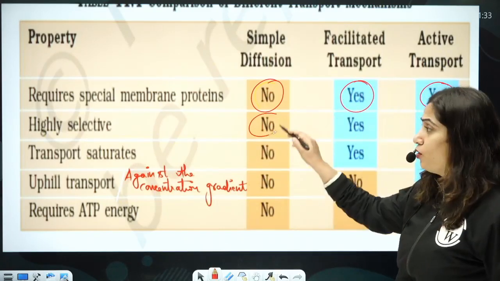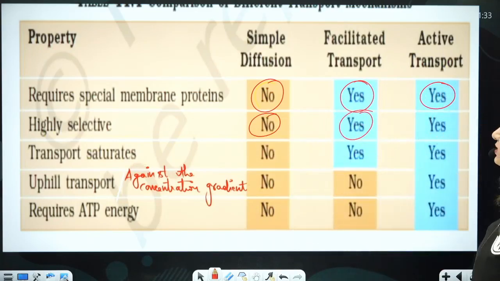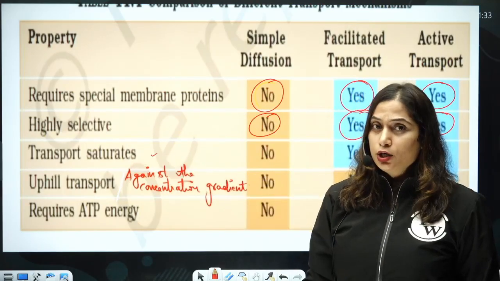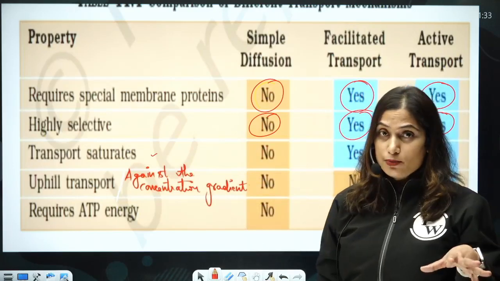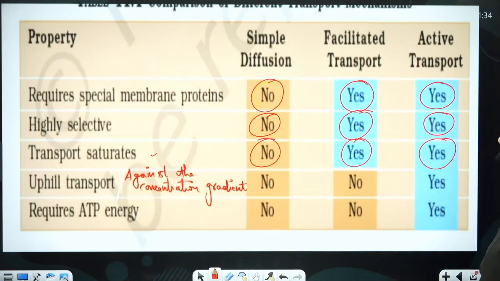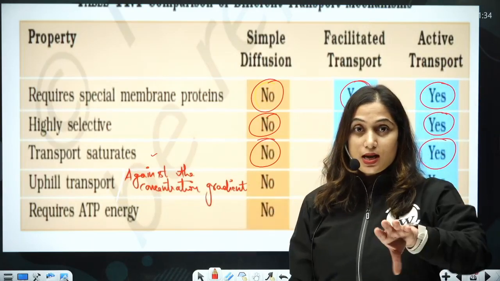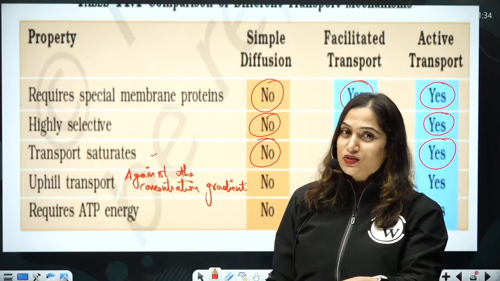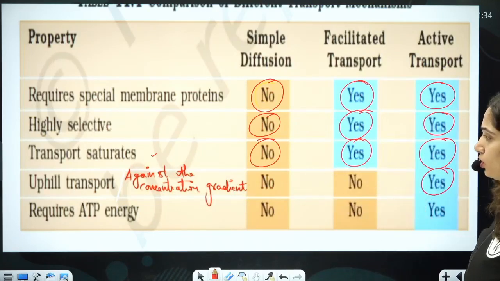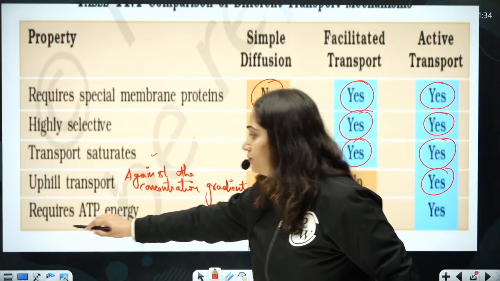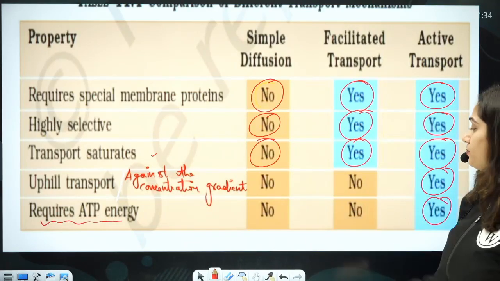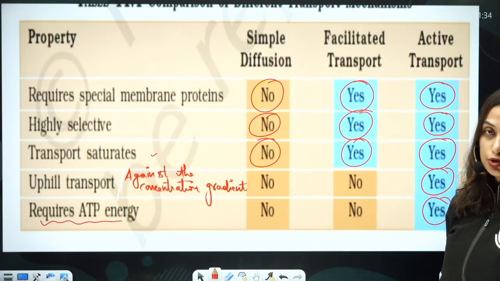Selective: wherever the membrane proteins are involved, that process will become selective. So in the diffusion process, no, it is not selective. Facilitated transport, yes. Active transport, yes. Is there any limit to the transport? Because in diffusion no membrane proteins are involved, there is no limit in simple diffusion, but yes, in facilitated diffusion and active transport there is a limit. Uphill transport means against the gradient movement, and this is seen only in active transport. Facilitated and simple diffusion are both downhill movement, or down the gradient. ATP is required only in active transport, not in simple diffusion and not in facilitated diffusion.